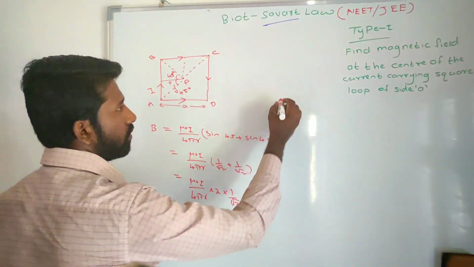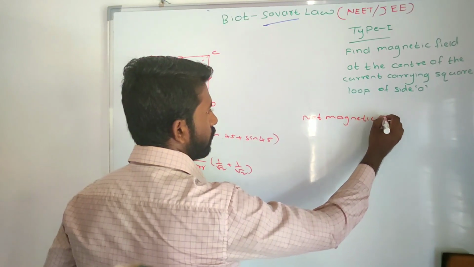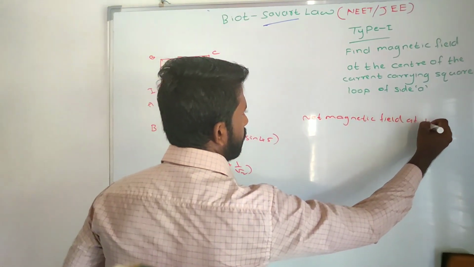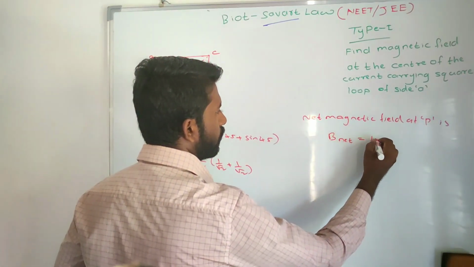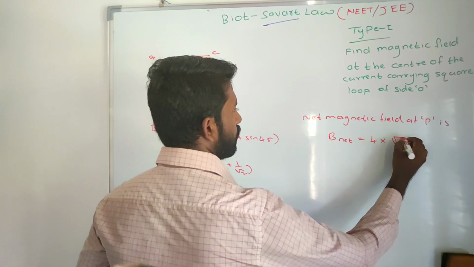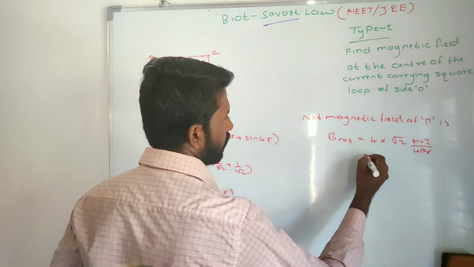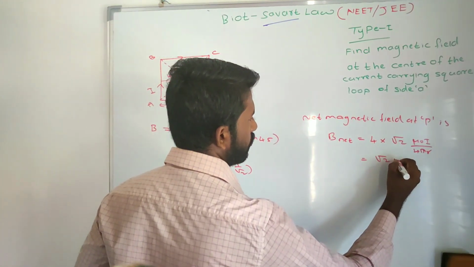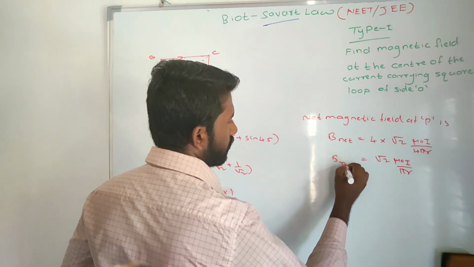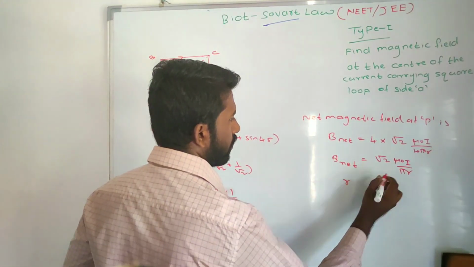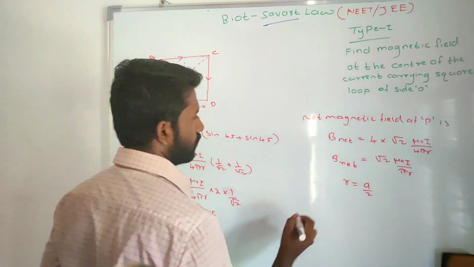Okay, so the net magnetic field at P, that is B net, is equal to what you will get, 4 into this value, that is root 2 into mu 0 I divided by 4 pi r. 4 and 4 cancel, so you get root 2 mu 0 I by pi r. What about r in terms of A? r is equal to A by 2. That I will substitute here.